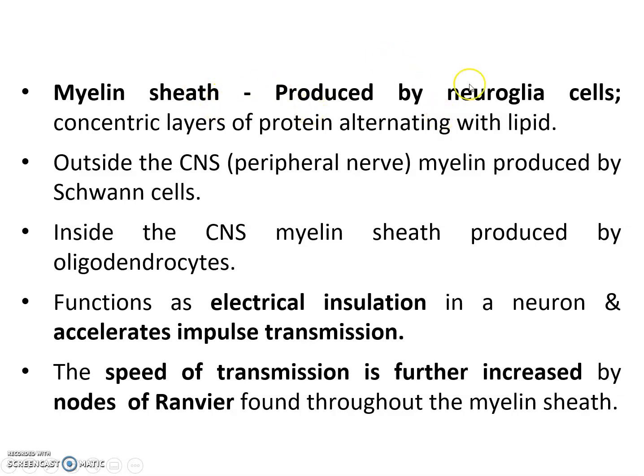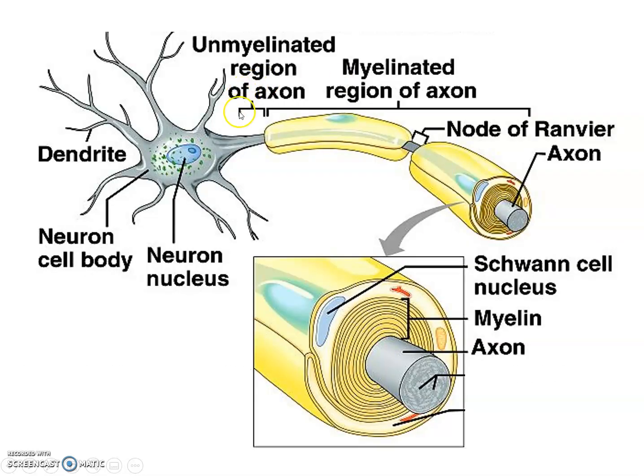The myelin sheath is produced by the neuroglia cell, which is our Schwann cell. It functions as electrical insulation. Electrical insulation means they are not going to transmit any electrical impulse. Therefore, the speed of transmission is speeded up by the nodes of Ranvier. The electrical impulse will just jump across the nodes of Ranvier, so it is faster. Transmission of impulse is faster because the myelin sheath is electrically insulated, so the impulse is not going to transmit along this area.